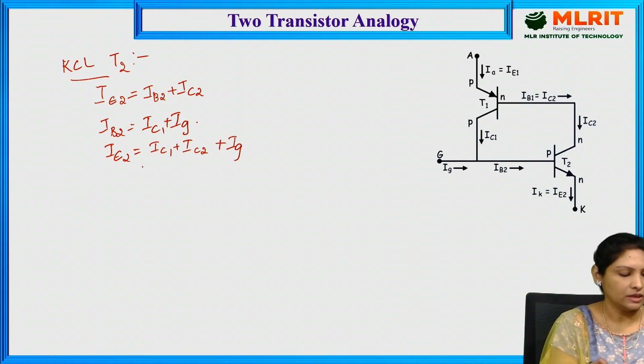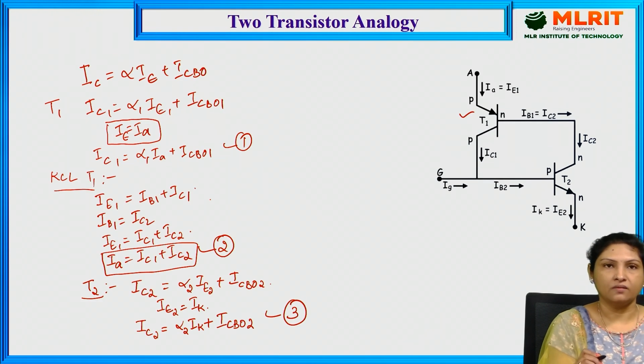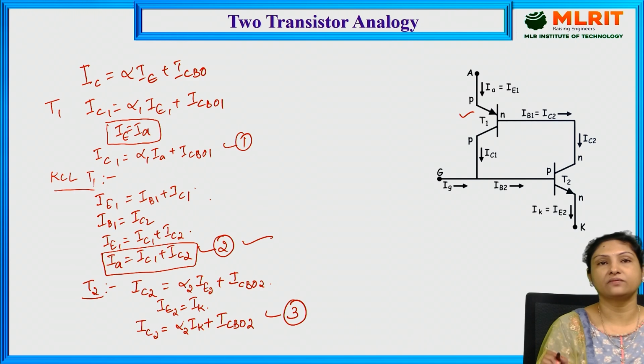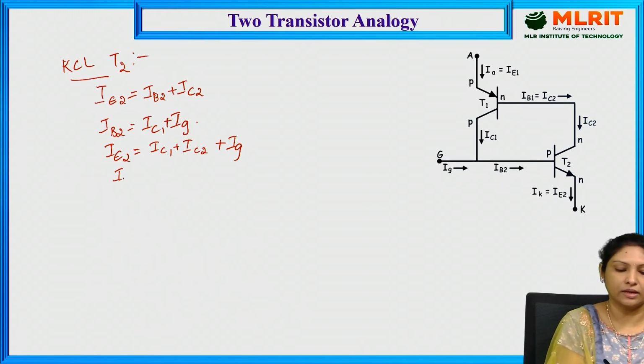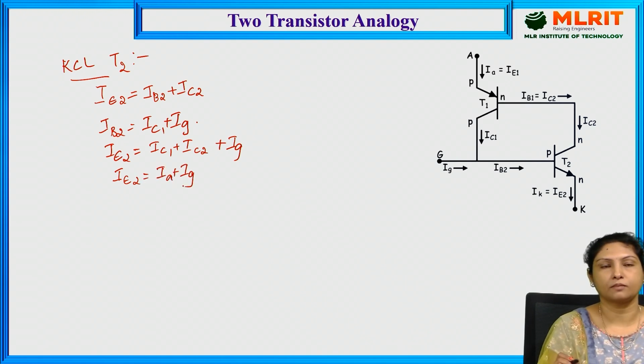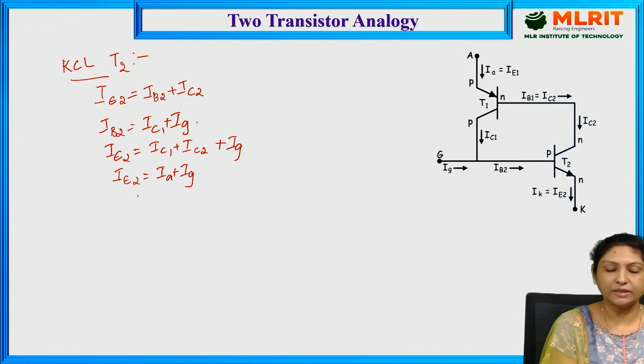And in the previous equation, we have seen IA is equal to IC1 plus IC2. Let me substitute this here. In that case, we get IE2 is equal to IA plus IG. Where IE2 is nothing but IK, we can write IK is equal to IA plus IG.